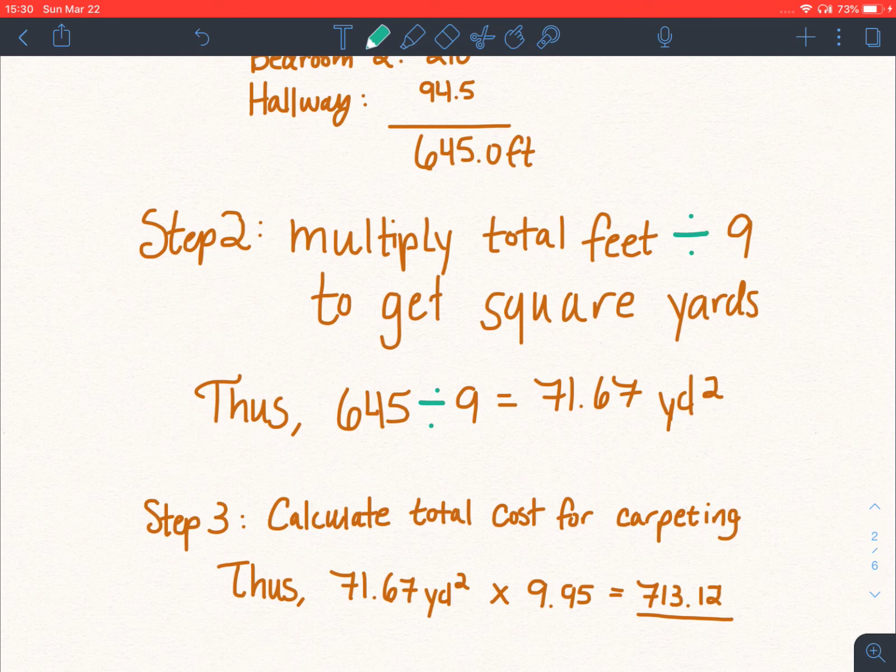Once you divide it up, you'll have 71.67 square yards. And once you get the square yards, then you'll multiply it by the cost, which is that 9.95.